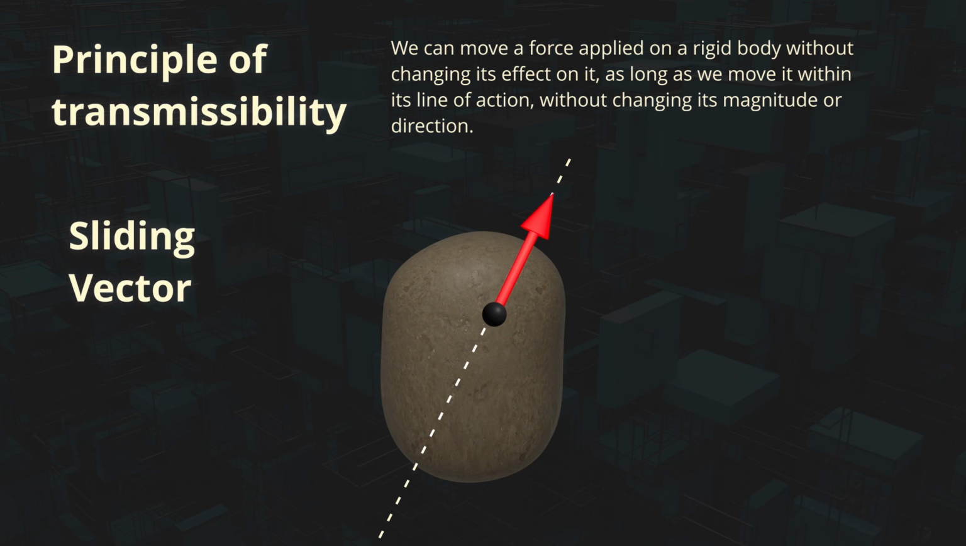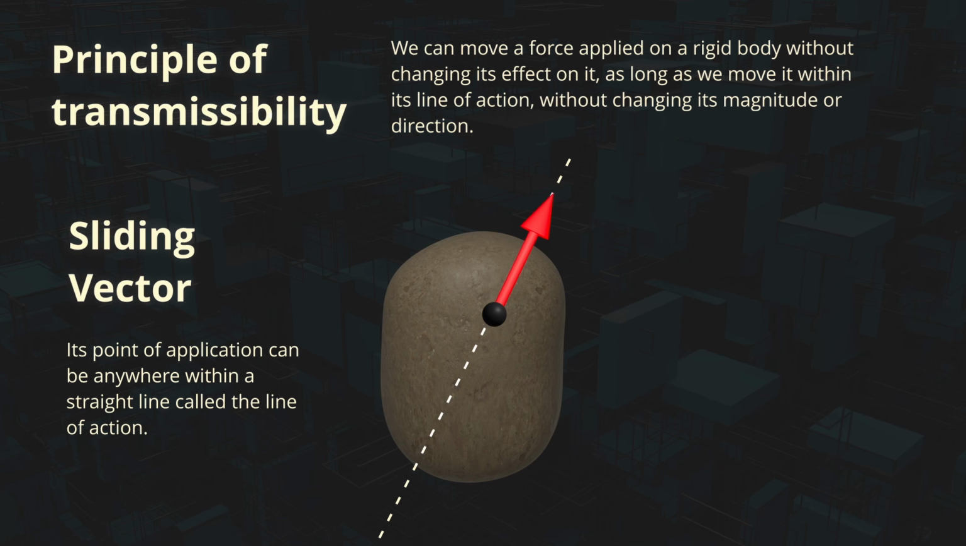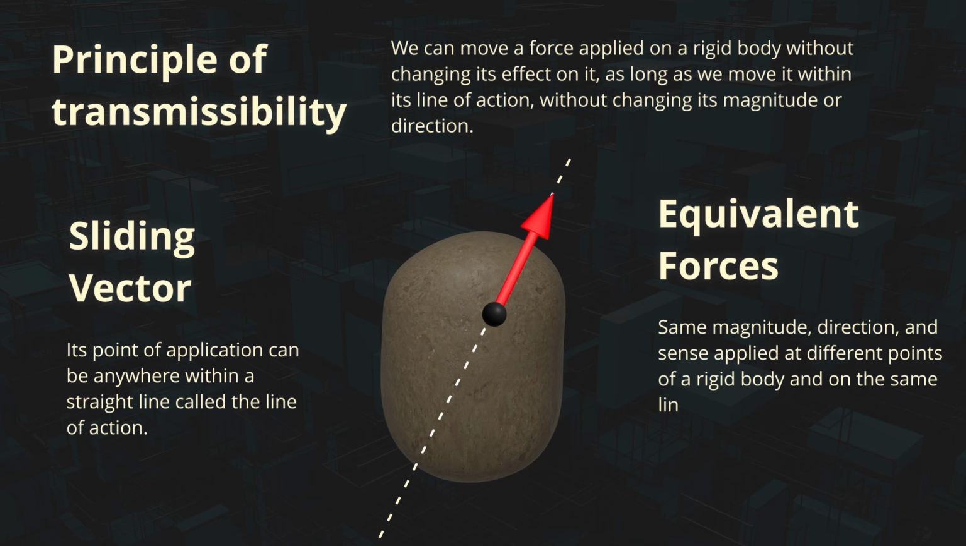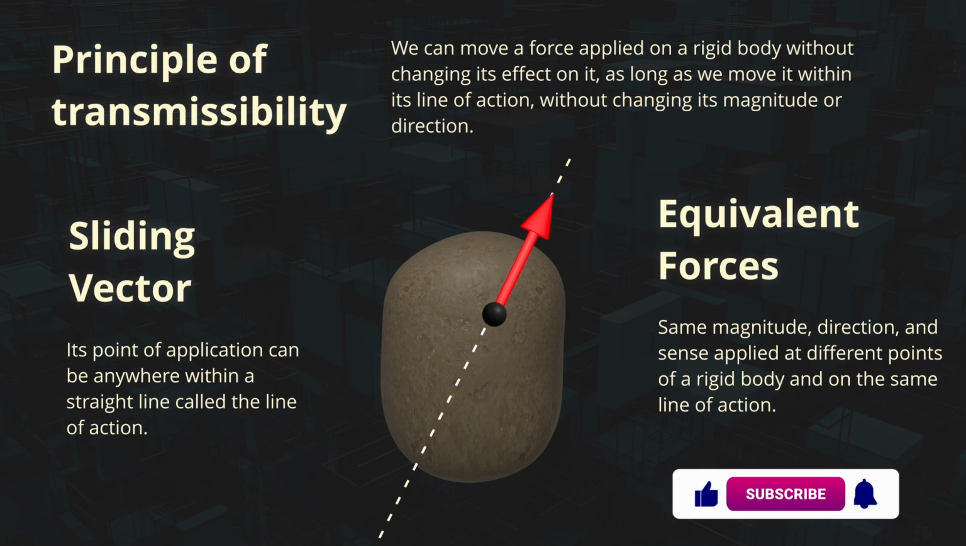The consequence of the transmissibility principle is the concept of equivalent forces. Two forces are considered equivalent if they have the same magnitude, direction, and sense, but act at different points along the line of action. The transmissibility principle and the concept of equivalent forces are fundamental tools for analyzing force systems acting on rigid bodies.